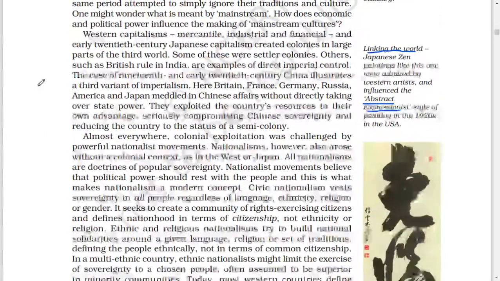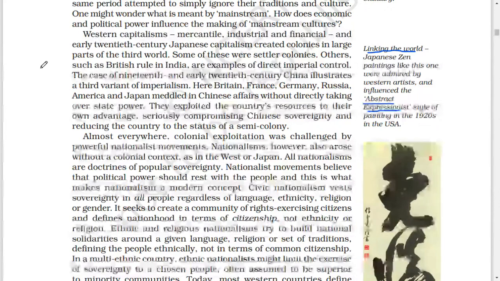Western capitalism's mercantile, industrial, and financial, and early 20th century Japanese capitalism created colonies in large parts of the Third World. Some of these were settled colonies. Others, such as British rule in India, are examples of direct imperial control. The case of 19th and early 20th century China illustrates a third variant of imperialism.